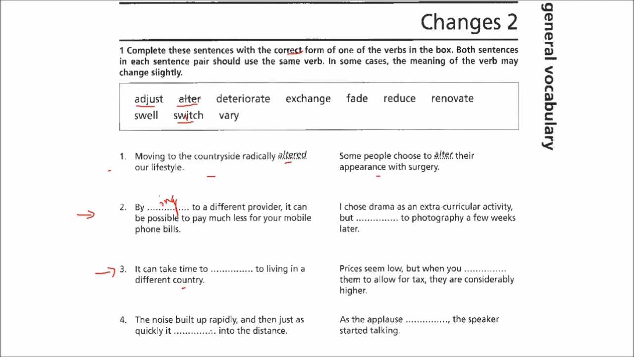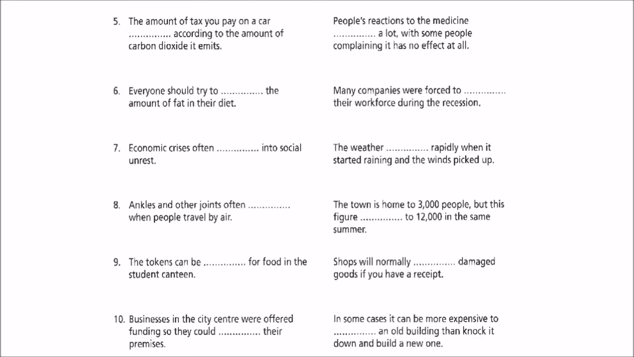Now the fourth one we are looking at: the noise built up rapidly and then just as quickly it dashed into the distance. What we are going to use, because we are talking about noise and it is going to fade, right? Not reduce but fade. So we'll use here: the noise built up rapidly and then just as quickly faded into the distance. We use the proper form, faded. As the applause faded, again faded, the speaker started speaking.